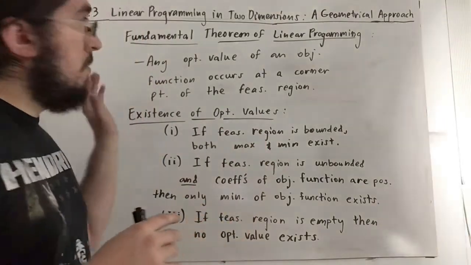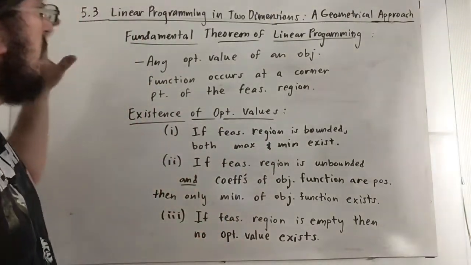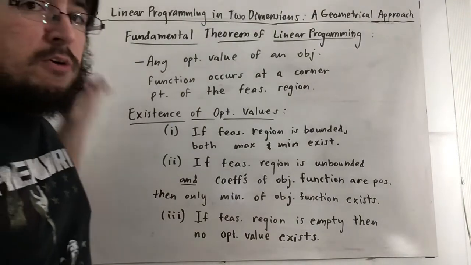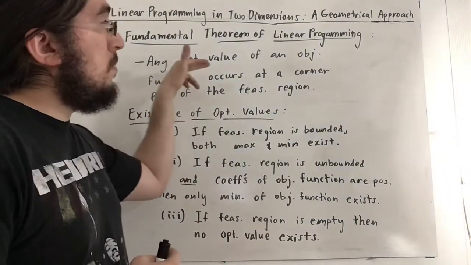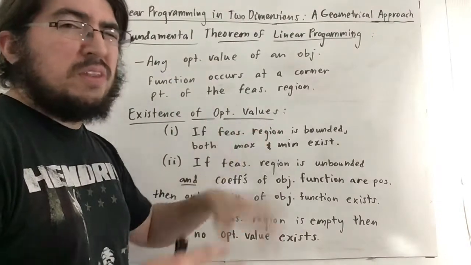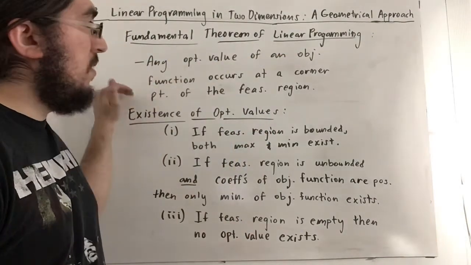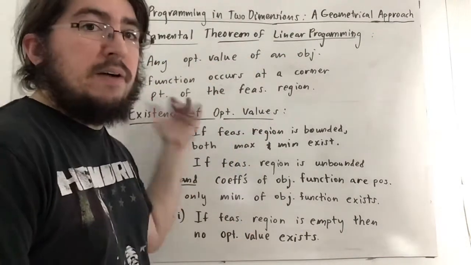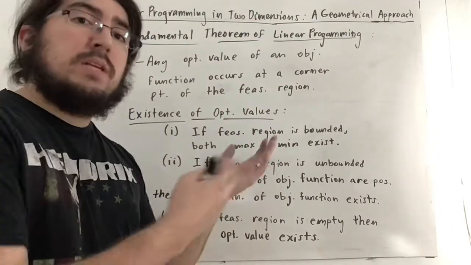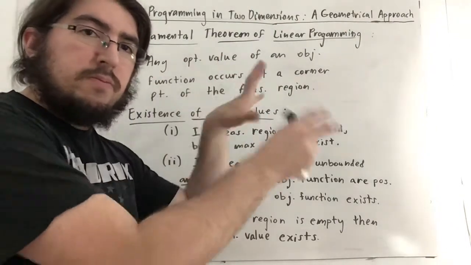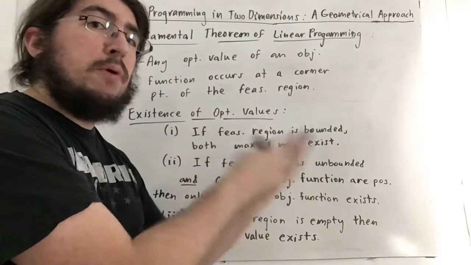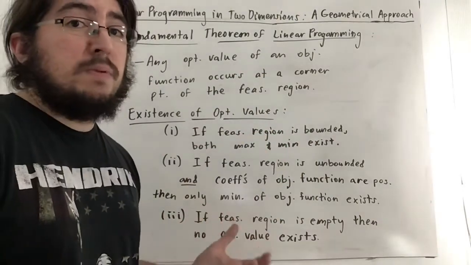Okay, so let's read these theorems here. The first one is called the fundamental theorem of linear programming, and it says any optimal value, provided it exists, more on that in a second, of an objective function occurs at a corner point of the feasible region. So exactly what we did in the previous problem: plotted the feasible region, plugged only the corner points into the objective function to find our optimal values.